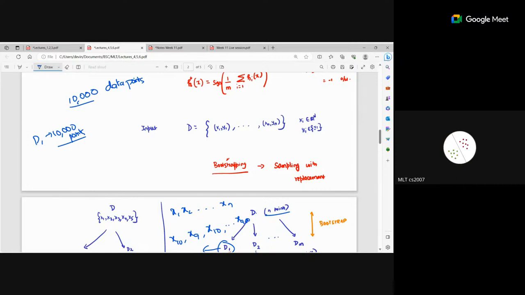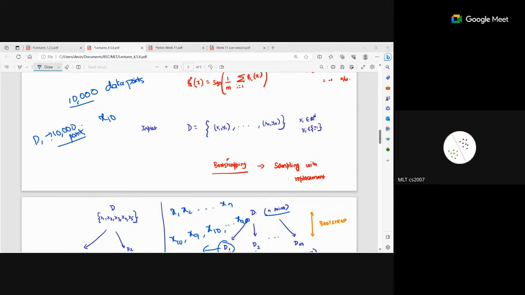Not just the order, all these 10,000 points may not be here. Some points may be repeated. For example, whatever D1 you have, the first point you'll be randomly selecting, let's say the first point is X10. So it's like those 10,000 coins or marbles are in a bag and you're randomly picking, doing 10,000 trials, and that generates a data set for you.